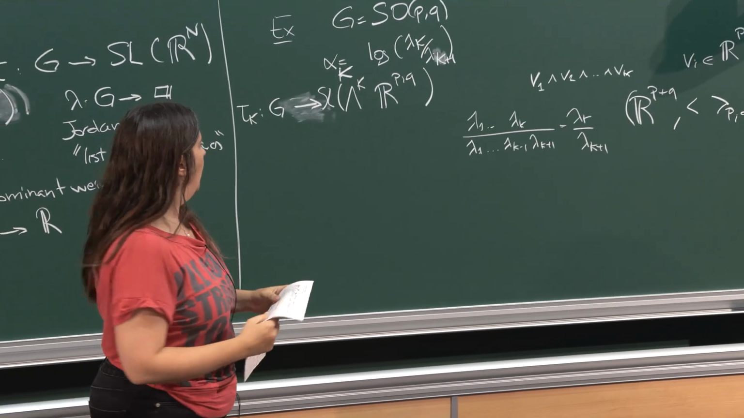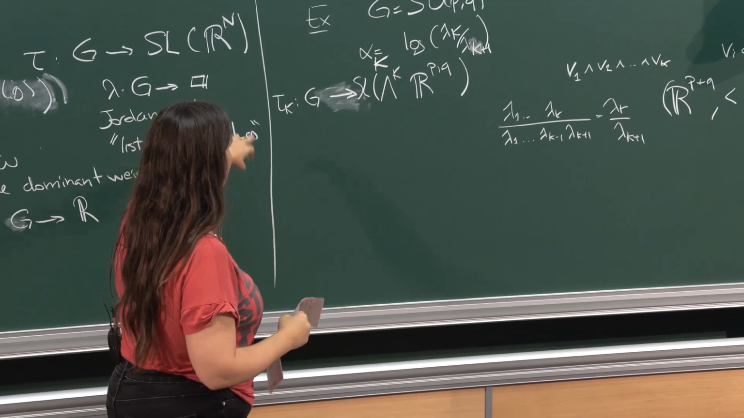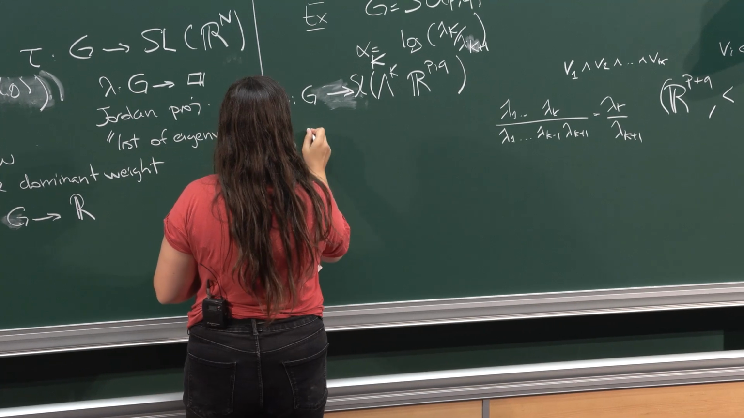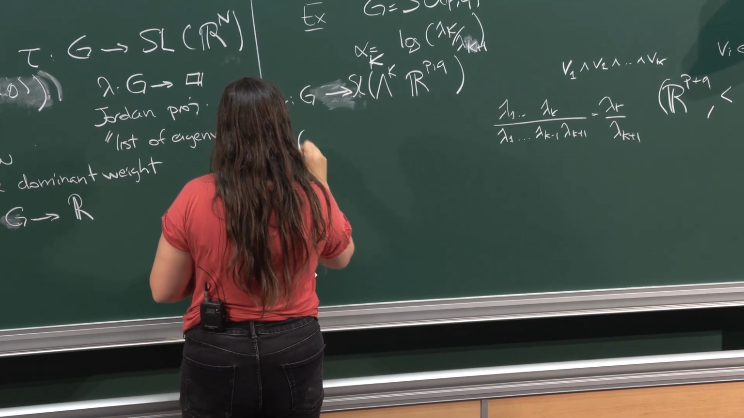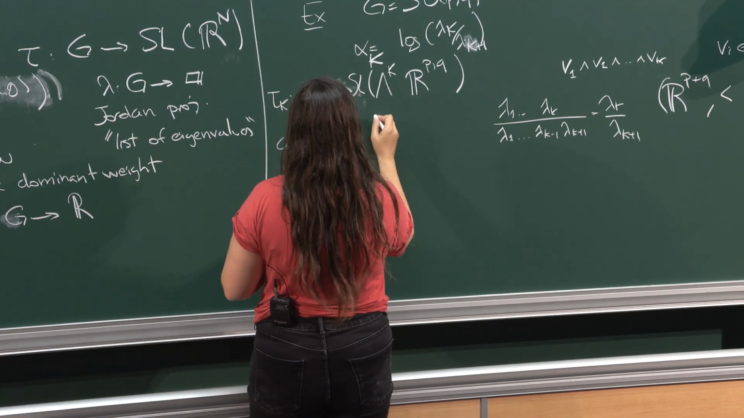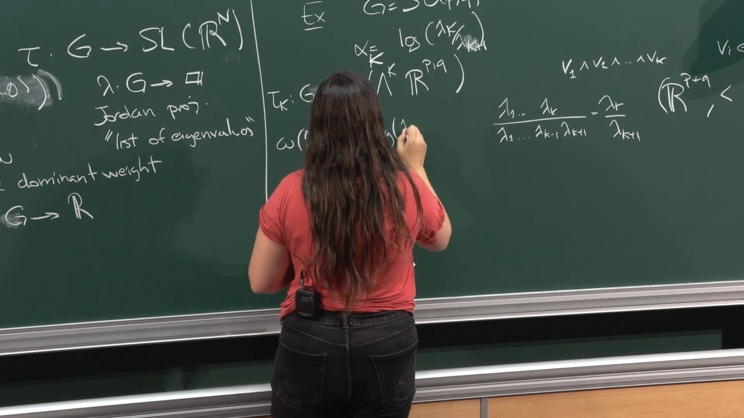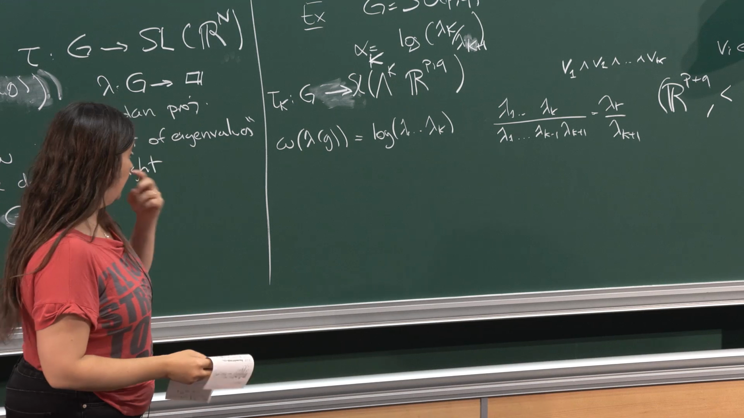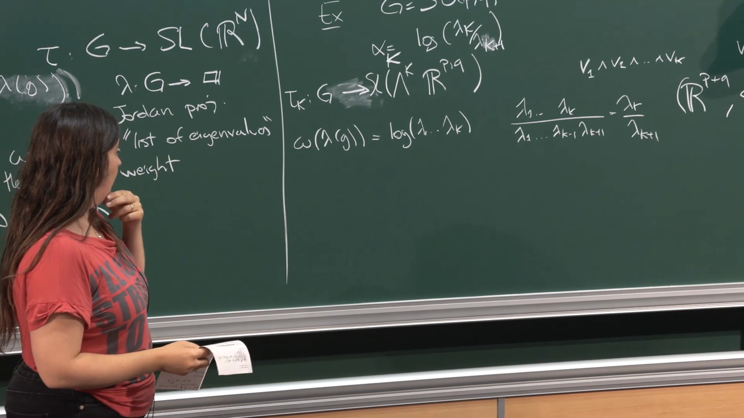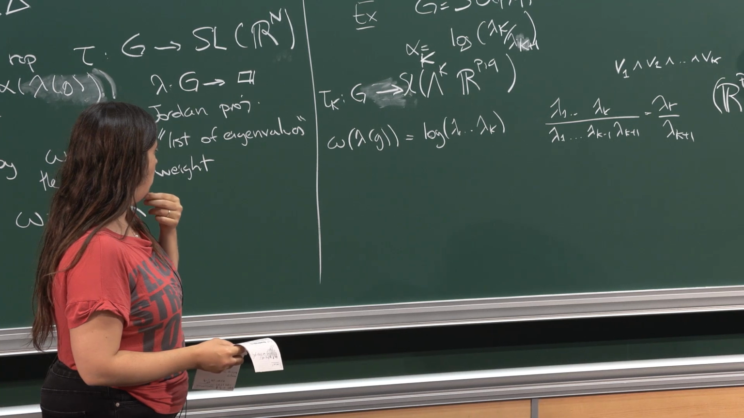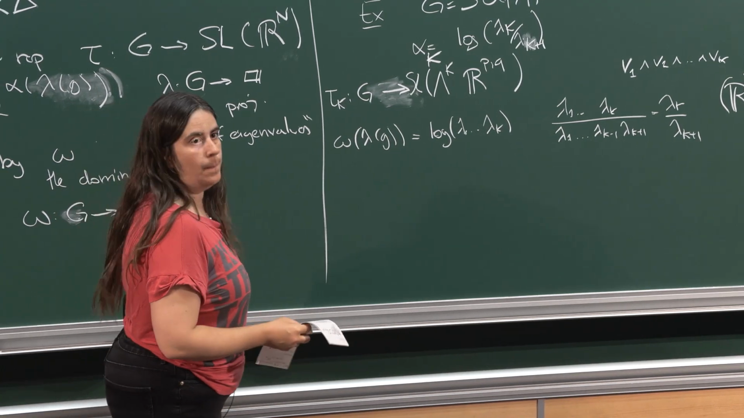So you're saying in this example, omega would be lambda 1 to lambda k? Exactly. In this case, omega of lambda of G is log of lambda 1 up to lambda k. And I'm confused now because maybe I need a square. Yeah, no, that's correct, I think.